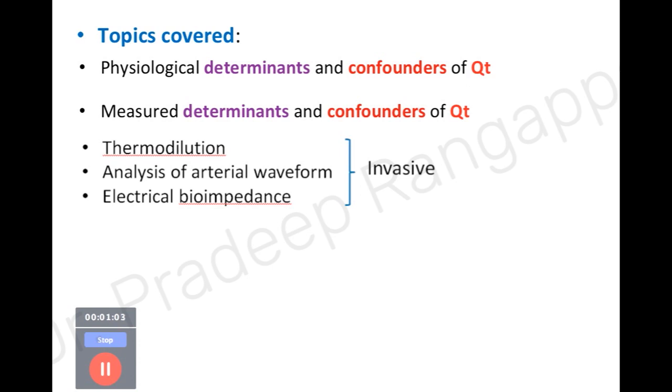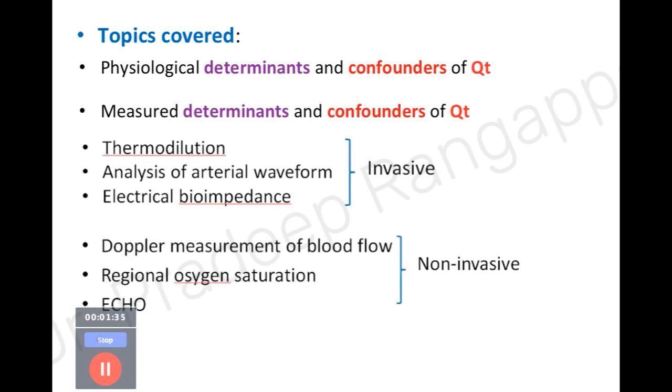Then we would look at the invasive modalities of monitoring cardiac output and the non-invasive modalities. In invasive, we'll talk about thermodilution techniques, which is the standard way of measuring cardiac output. And now we are moving more towards non-invasive analysis of arterial waveform and electrical bioimpedance. So these are sort of invasive tools. Although bioimpedance involves placement of electrodes, it does give a small electric current, so that may be a little painful. That's why I put it under invasive.